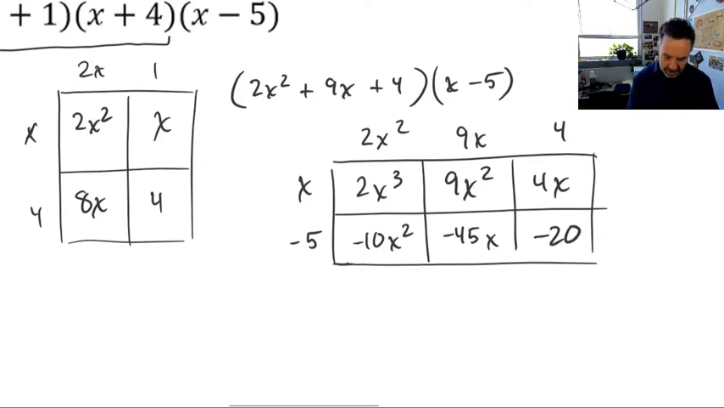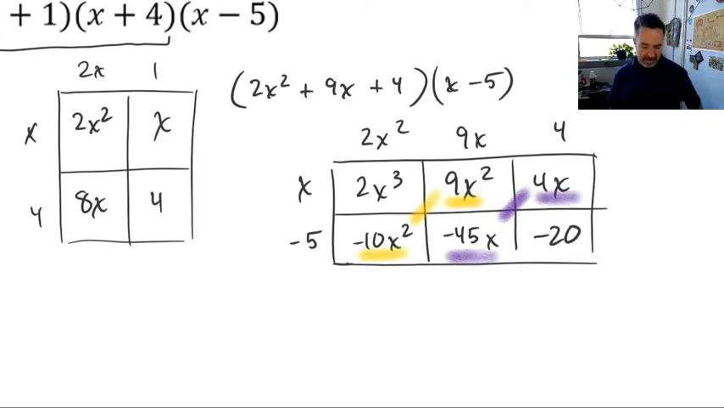So there are a few like terms here. I'm going to be able to combine the 9x squared and the negative 10x squared. Also, I'm going to be able to combine these two, right? I can see the negative 45x and the positive 4x. Everything else is going to stay as it is.